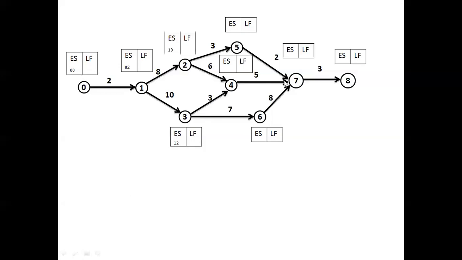The 4 to 7 activity will start only if and only if 2 to 4 and 3 to 4 are completed. It means both will be completed on the 16th day. Suppose you consider 12 plus 3, 15, it means on the 15th day 3 to 4 is completed, but the 2 to 4 activity is still under progress. Both the activities will be completed on the 16th day. So that is why the earliest start time for activity 4 to 7 is 16. I hope you understood this. 16 is the earliest start time for the activity 4 to 7.